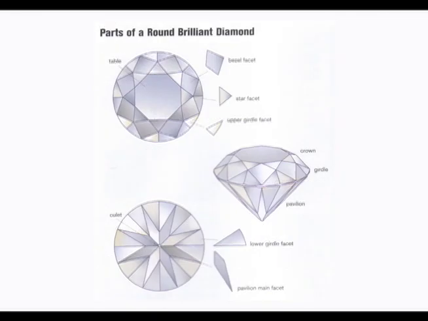So for example, if we look here we can see parts of a round brilliant diamond. The flat part on the top is the table. This is the girdle here. This is the crown. This is the pavilion. The little pointy end down here is called the culet. Now, they do have names for each of these different facets, too, but that's beyond the scope of this lecture.